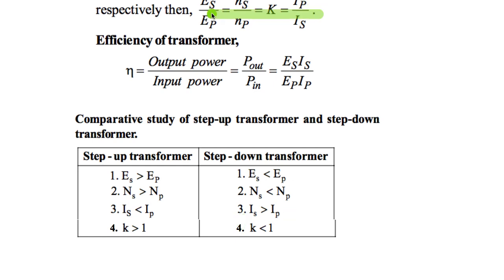From this equation we come to know that if the value of K is greater than 1, that means it is a step up transformer. The number of turns in the secondary is greater than the number of turns in the primary. If Ns is greater than Np, then the value of K is greater than 1. And in the step down transformer, the turns ratio is less than 1. This is about the transformers.